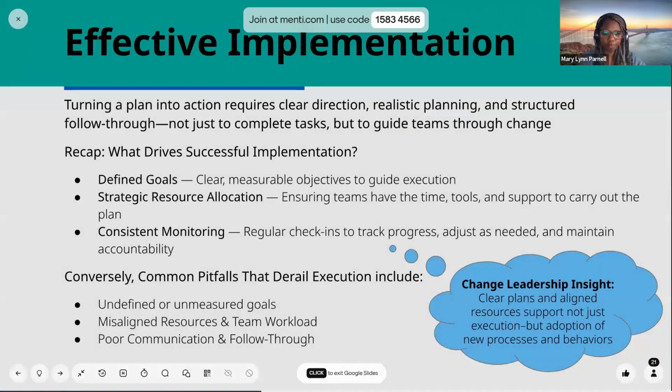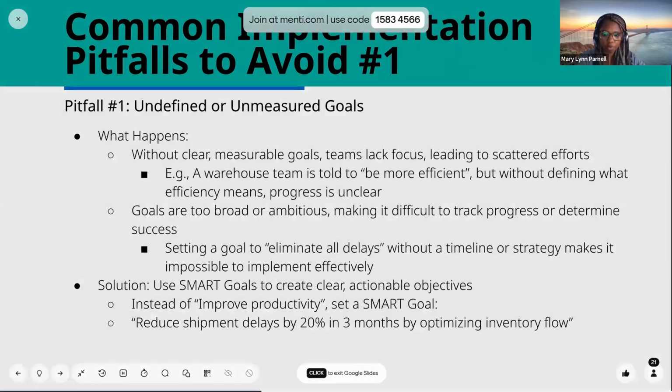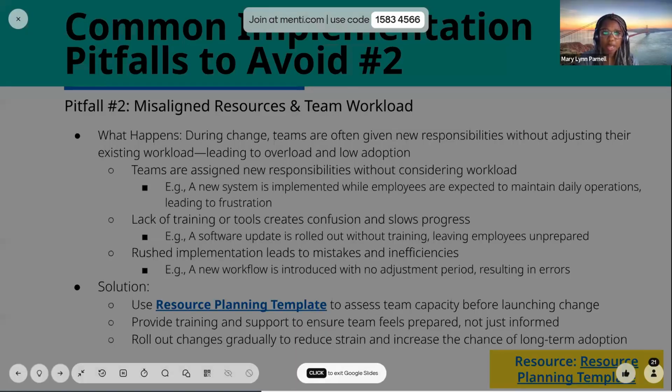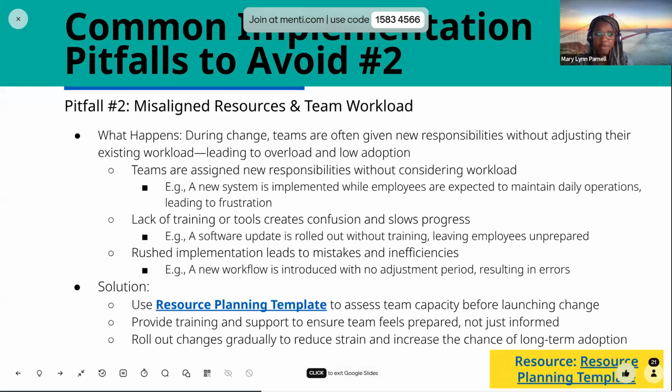All right. Back to SMART goals. So you saw the SMART goal worksheet, which we just looked at. The other common pitfall is misaligning resources and team workload. So what happens during change? Teams are often given new responsibilities without adjusting for their existing workloads, leading to overload and low adoption. Lack of training or tools creates confusion and slows down progress, and rushed implementations often lead to mistakes and inefficiencies. So this is what happens.